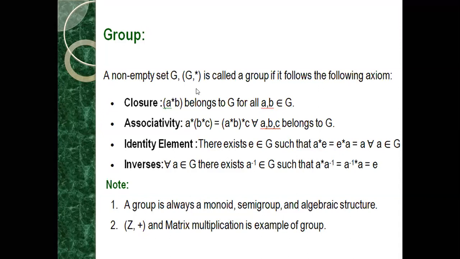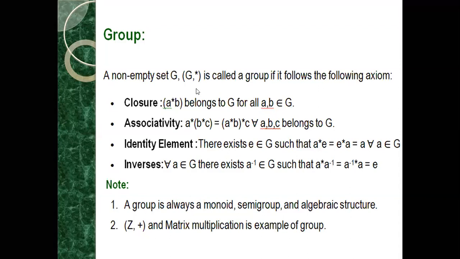Associative law. If a, b, c are elements in G, then it satisfies the condition (a star b) star c is equal to a star (b star c). Identity law: if a belongs to Z, then there exists e belongs to Z such that a star e is equal to e star a is equal to a.